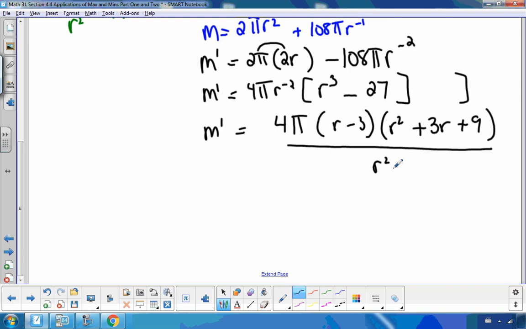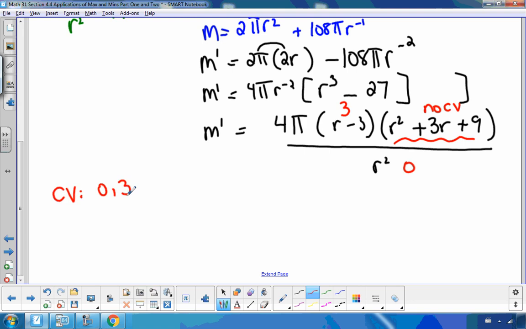Okay, so now that we've got that, we need to find our critical values. This quadratic here cannot be factored, and you can verify with the quadratic formula that it has no real roots. So if it has no real roots, that means it has no critical value. The critical value here is 3, and the critical value here is 0. So it looks like our critical values are 0 and 3.